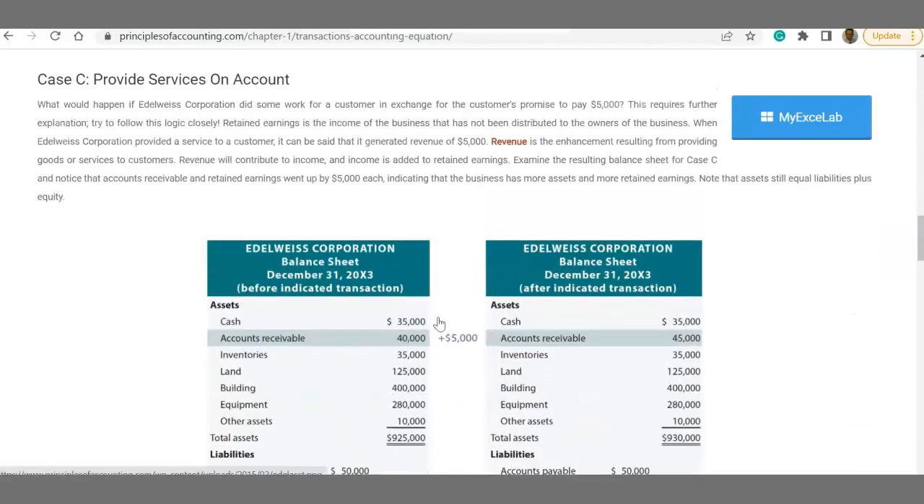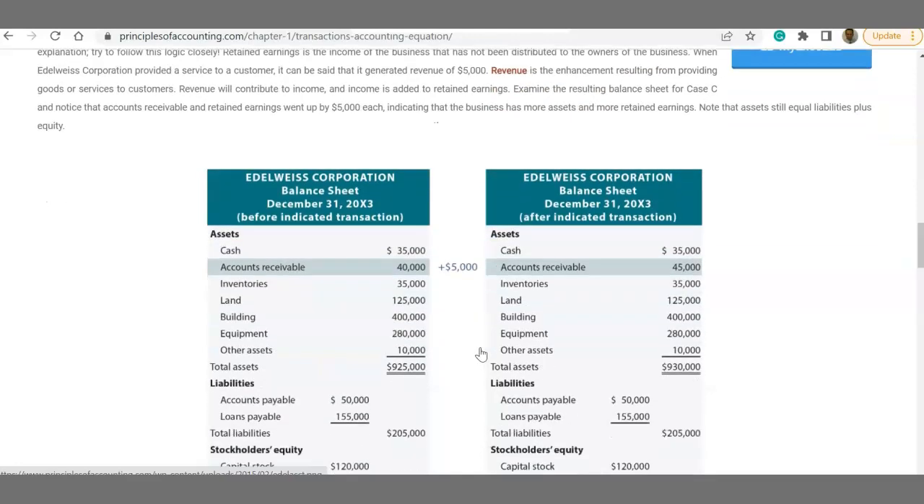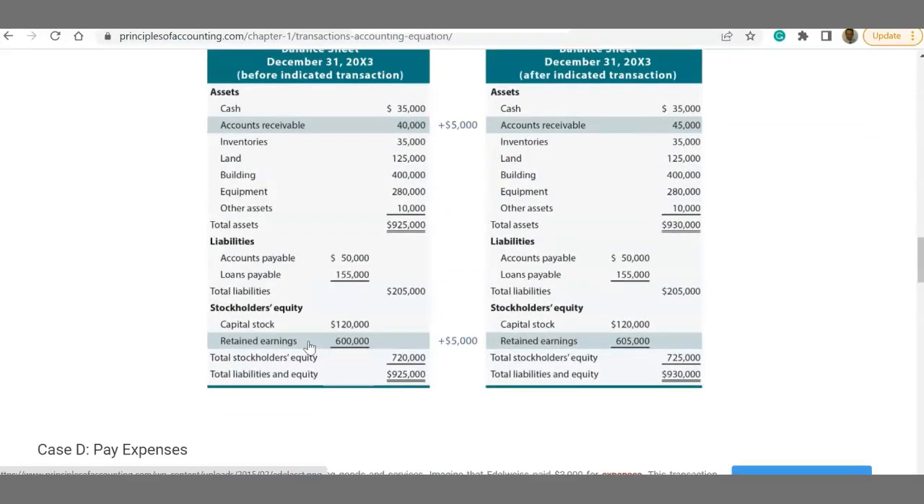Here they have a revenue. They provide a job. After the job is completed and the revenue is earned, they send an invoice to the client. The moment you send an invoice to a client, that means you are recording an accounts receivable. And the revenue is going up. If the revenue goes up, that means eventually your retained earning goes up.